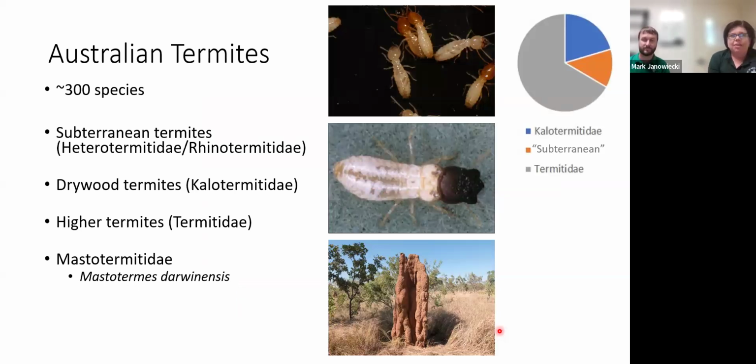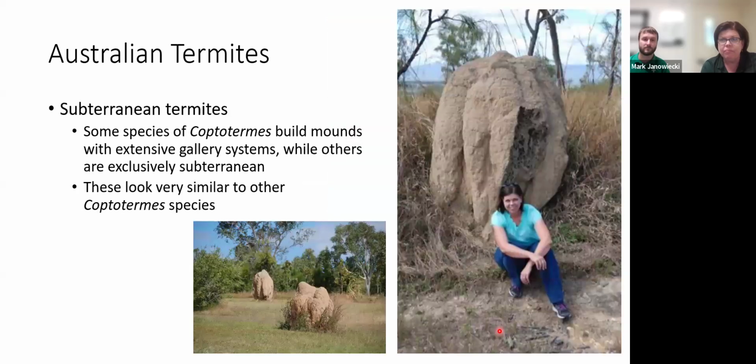Australian termites, again, a lot of different species in Australia. They deal with subterranean termites, drywood termites, higher termites, and also Mastotermitidae. The subterranean termites in Australia, some do stay fully underground. Others build these nice round mounds. They look like dirt bubbles coming up out of the ground.